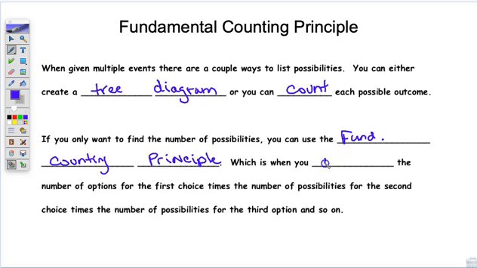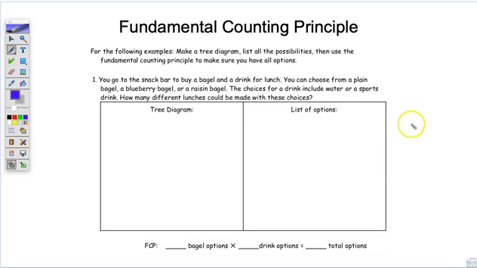Which is when you multiply the number of options for the first choice times the number of possibilities for the second choice times the number of possibilities for the third option. So let's take a look at some examples and create some tree diagrams and compare using the fundamental counting principle.